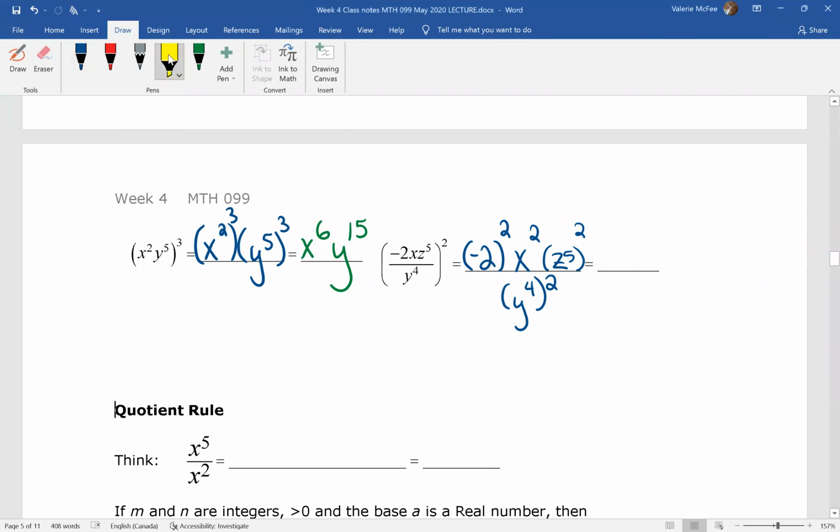Notice that I took each factor, -2, raised it to the power of 2, x to the power of 2, z exponent 5 to the power of 2, and y exponent 4 to the power of 2. I raised every factor, -2 squared, x squared, multiply my exponents, all over y to the power of 8. Did you get that? That's a really good test or exam question. I think that's a lot to practice for now. Let's stop here and finish with the other rules in the next lecture.